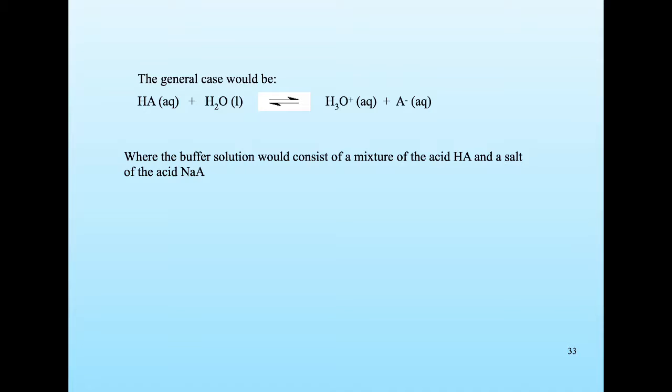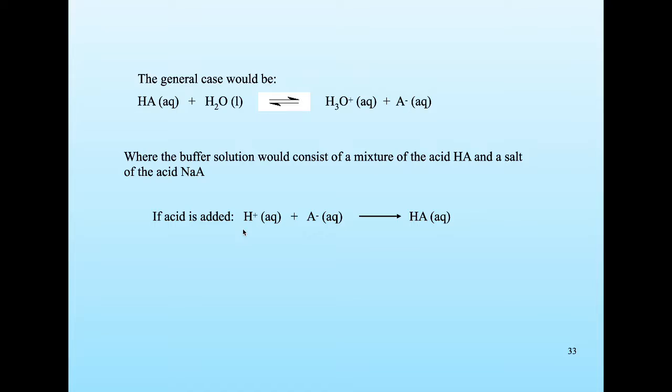We need to have a general case because they could throw any weak acid at you. So you'd always write down the equation for the dissociation of the weak acid, and you'd always write down the equation for the dissociation of the salt. So in this solution, if we add an acid accidentally, then it reacts with the salt ions, which we've got lots of from the NaA, to produce the weak acid again, thus soaking up the accidental contamination with these hydrogen ions.